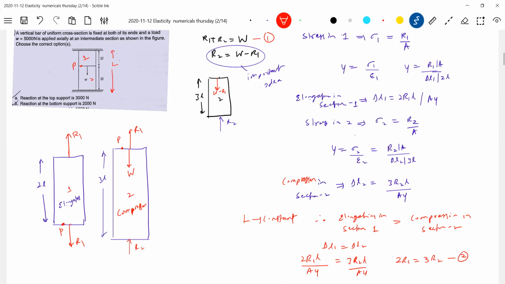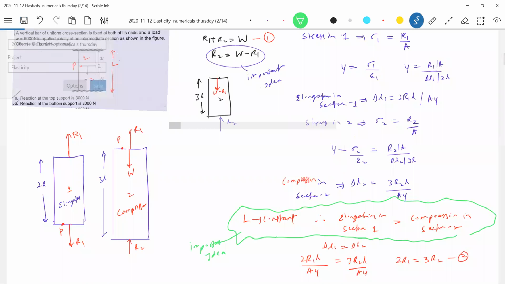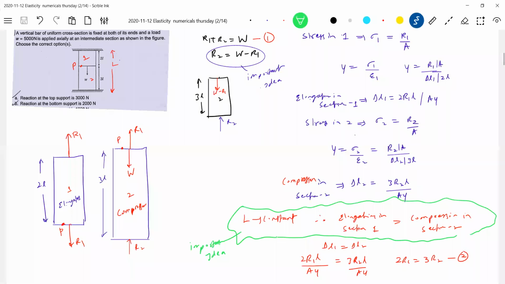I think this is again very, very important. Okay, just be careful. There's no hard and fast rule here. What will happen to each section? It is between two rigid supports, no? So the overall length of the structure will not change. If one undergoes compression, the other should undergo elongation.